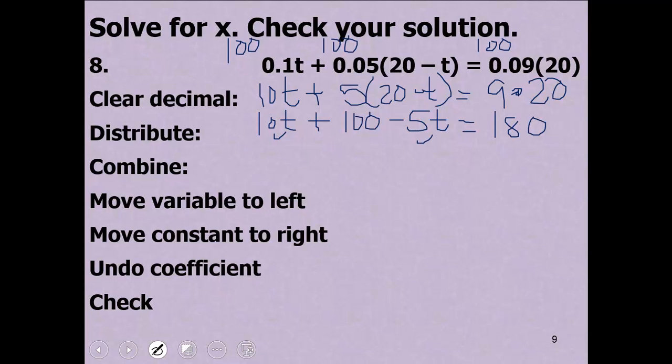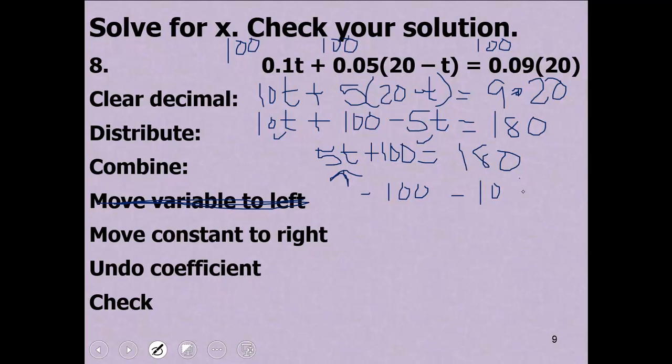Difference means subtraction. Hopefully you're understanding that. So this is 5t plus 100 equals 180, right? I don't need to move my variable. I only have one. Don't worry about that one, right? I need to move my constant to the right, so I'm going to subtract 100. So I get 5t is equal to 80.